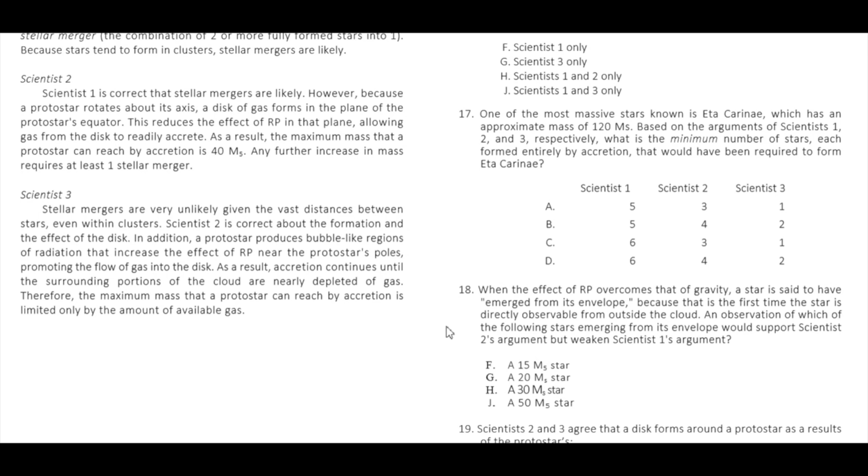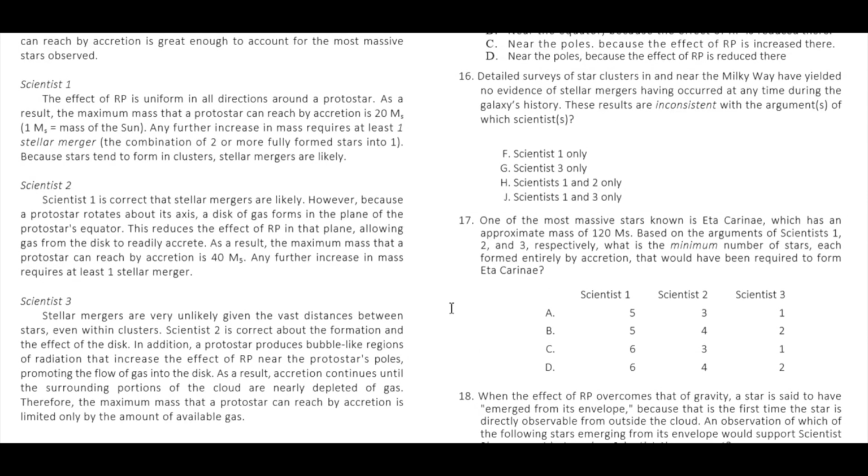In this case, it means that there is a star that is still gaining mass, and it's in the accretion disk, and it's not reached its maximum limit. So what are the main differences between Scientist 2 and Scientist 1? What does Scientist 2 say that would be supported by something that would weaken Scientist 1's argument? We scroll back up here. Scientist 1 says that the maximum mass that a protostar can reach is 20 solar masses, whereas remember Scientist 2 said that the maximum mass is 40 solar masses.